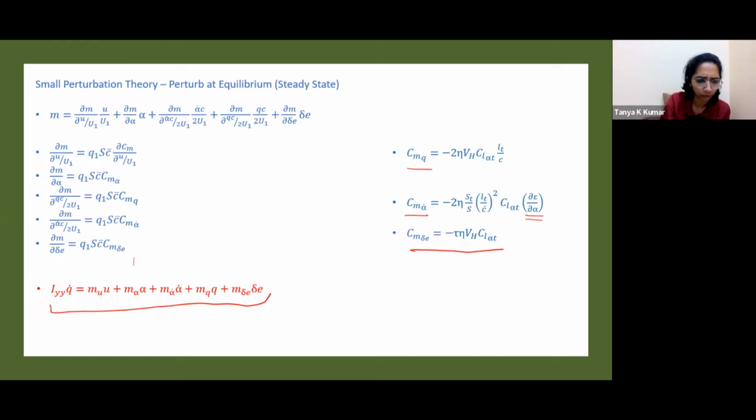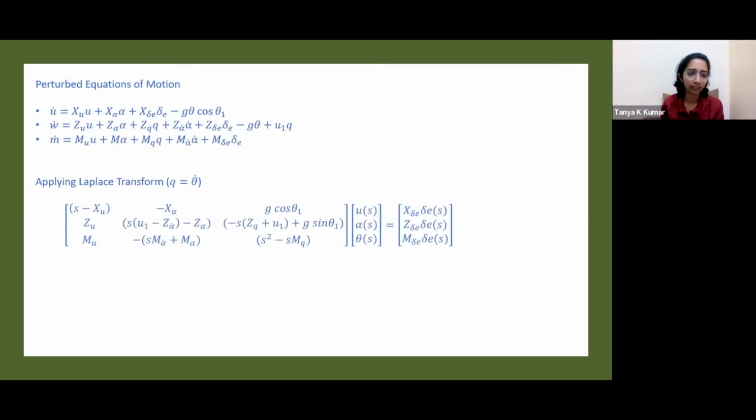So third one, q dot. These give you the final equations of motion. I've just put them together. For the first equation, we had seen how we represented those large coefficients as X_u, X_alpha, X_delta_E. This is done similarly for the other 2 cases. So you have Z_u, Z_alpha, Z_q, Z_alpha dot, Z_delta_E. These are the terms coming from the main equation. And for pitching moment, you have M_u, M_alpha, M_q, M_alpha dot, and M_delta_E. Now you apply a Laplace transform on all of those, and q is theta dot.